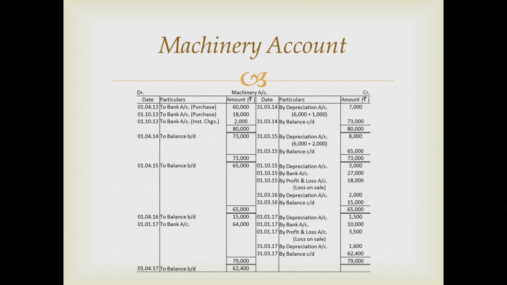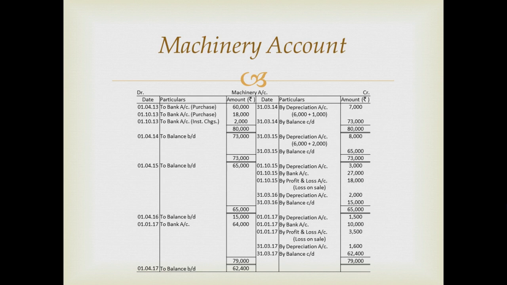On the credit side, 1st October 2015, we have by depreciation 3,000, same date by bank 27,000 and by profit and loss account, which is the loss on sale, rupees 18,000. On 31st March 2016, we have by depreciation 2,000. On 31st March 2016 again, the balance carried down is 15,000, which is brought down on 1st April 2016.